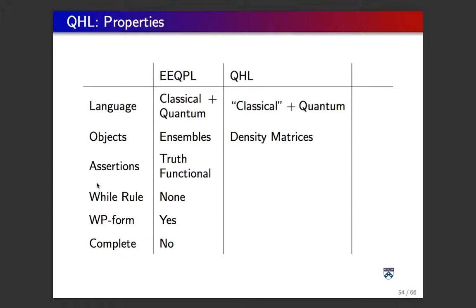The objects of our reasoning are density matrices, and this is a step up because density matrices really seem like they exist to be the object of this kind of reasoning. Our assertions are still truth functional. We have a limited while rule. We don't have the weakest precondition form, and there's no way you're going to be able to prove the completeness of this logic.